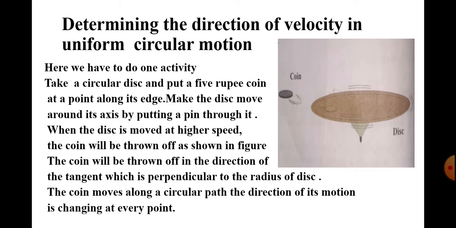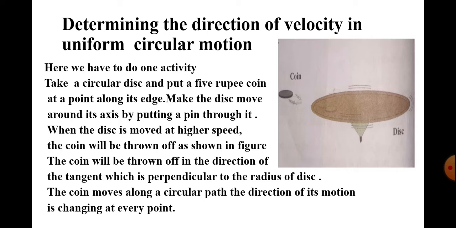Take a circular disc and put a 5 rupee coin at a point along its edge. Make it move around its axis by putting a pin through it. When the disc is moved at higher speed, the coin will be thrown off as shown in the figure alongside. Note the direction in which it is thrown off and repeat the action, placing the coin once again at different points, changing every time along the edge of the circle, and observe the direction in which the coin is thrown off.